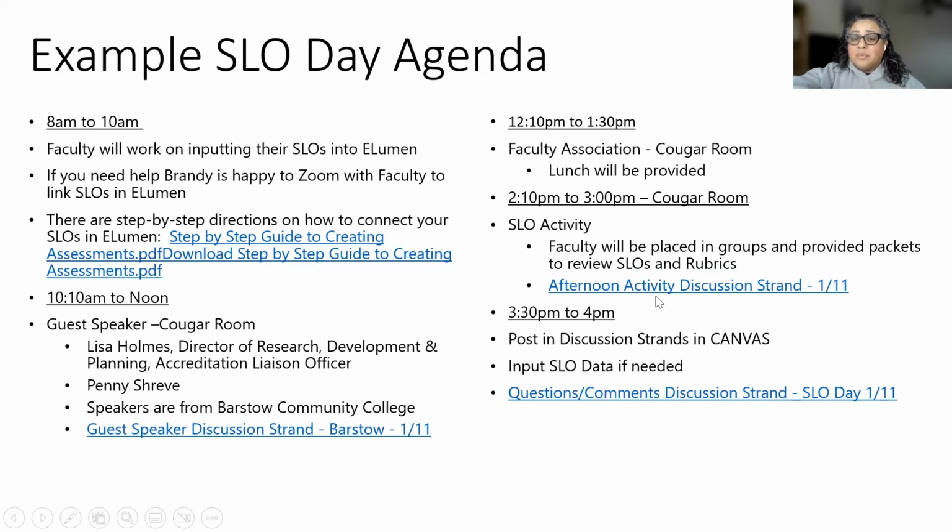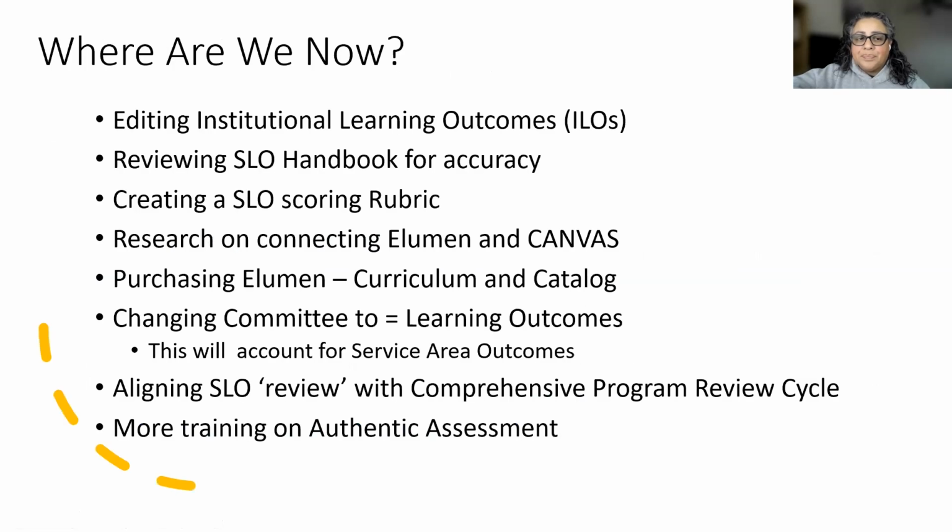And then, of course, after we did the activity, they had to post what they learned or how they found the activity in a discussion strand. And then I have a questions and comments area for faculty. So where are we now? We're editing our institution learning outcomes. We're reviewing our SLO handbook for accuracy. We want to make sure it is reflective of what we're doing on campus.